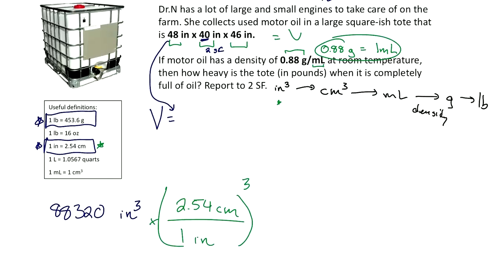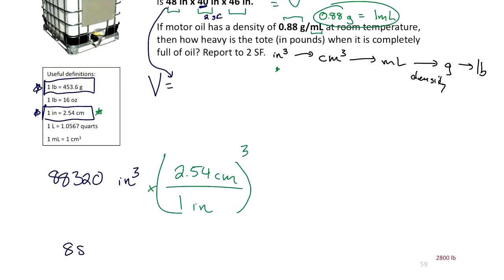This is what I would put in my calculator: 88320 times 2.54 cubed. Do know that when I cube something, it's on the top and the bottom. But 1 cubed is 1, so that's fine. Okay, so inches to centimeters. What's next? So I'm here now.